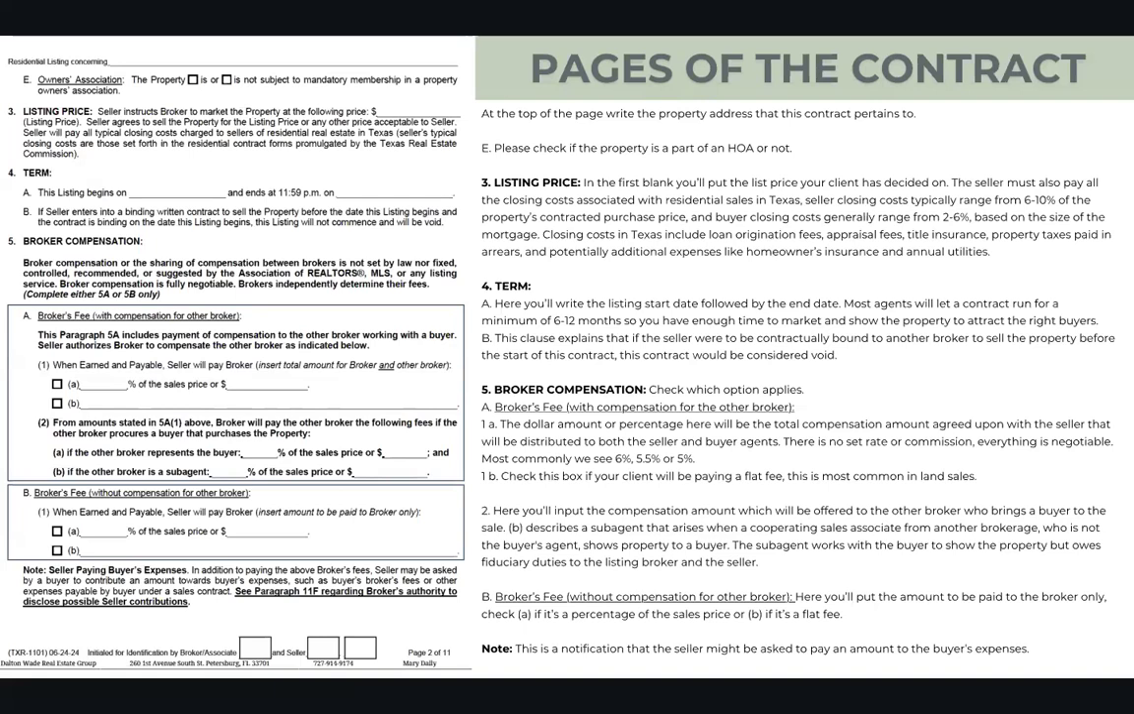B describes a sub-agent that would arise when a cooperating sales associate from another brokerage shows the property to a buyer. The sub-agent works with the buyer to show the property, but owes fiduciary duties to the listing broker and seller. B, broker's fees without compensation for the other broker. So you'll check either A or B. If B is checked, you'll put the amount to be paid to the broker only, if it's a percentage of the sales price, or B, if it's a flat fee.